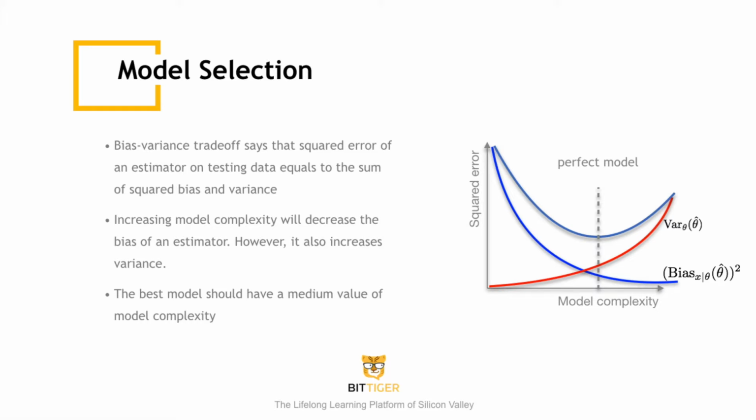The bias-variance trade-off equation tells us that the squared error of an estimator on testing data equals the sum of squared bias and variance. We have always known that increasing model complexity will decrease the bias of an estimator, but increasing the model complexity will also increase the variance of an estimator. The best model should thus have a medium value of model complexity. The dashed line on the right side shows the best model. It achieves the best bias and variance trade-off and has the smallest squared error on testing data.